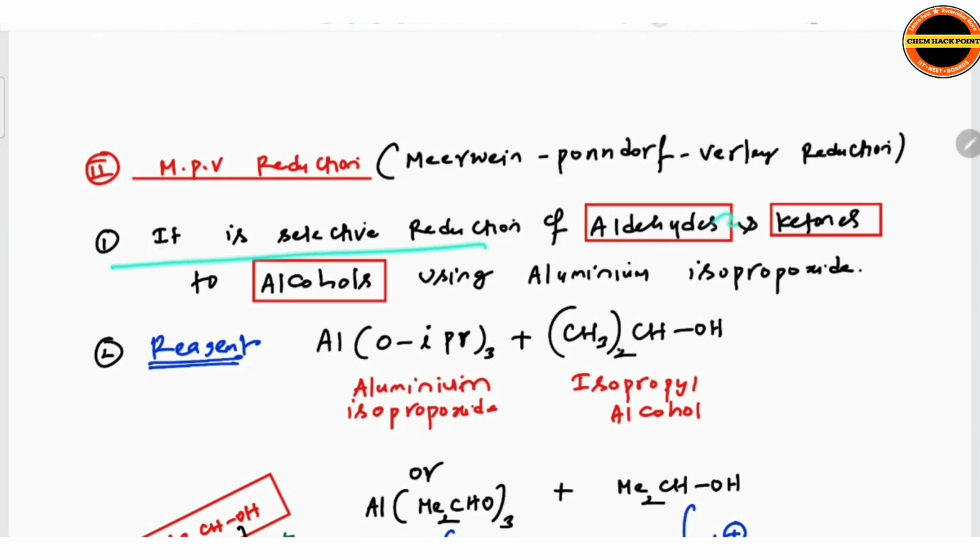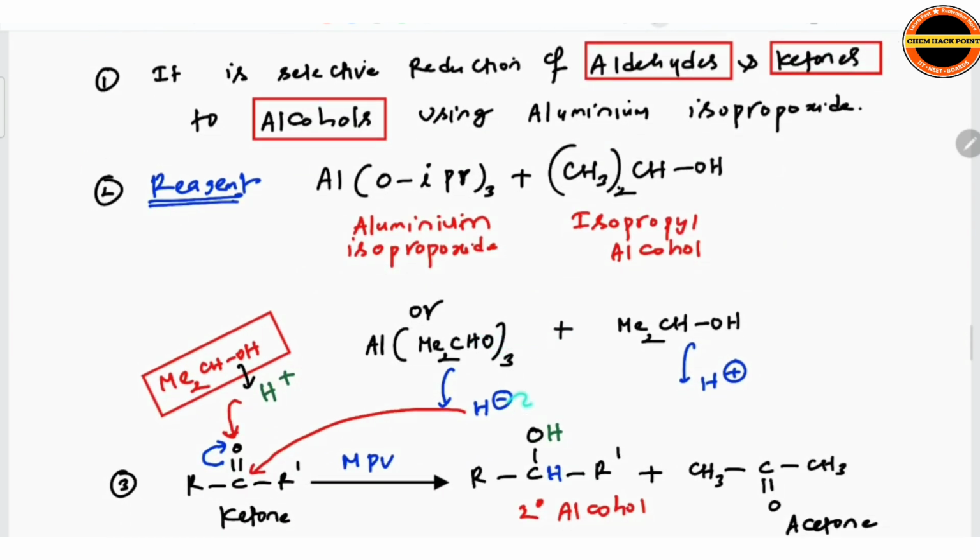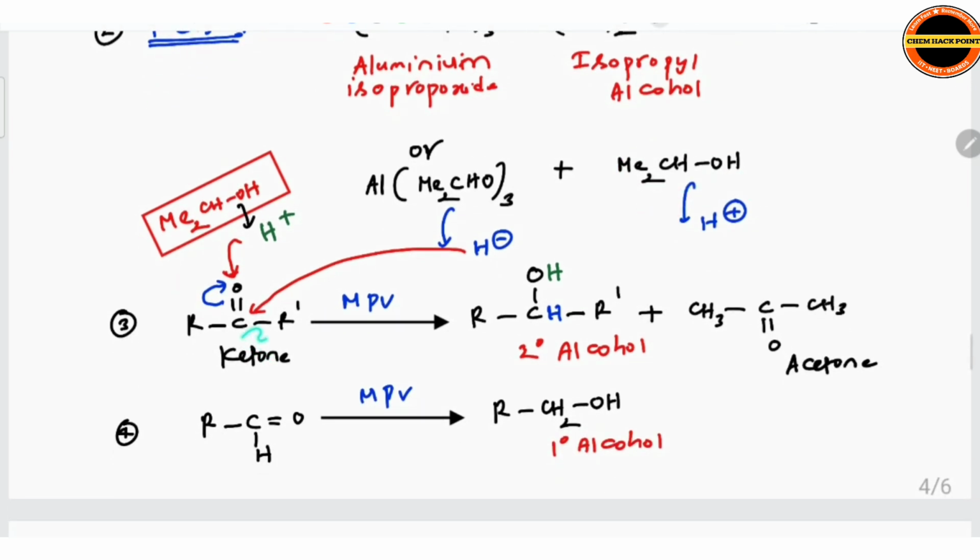It is selective reduction of aldehydes and ketones to alcohols, using aluminium isopropoxide plus isopropyl alcohol. So these two together we use as reagent. Here aluminium isopropoxide gives hydride, H minus, and isopropyl alcohol gives H plus. So what happens is, H minus attacks at carbon, and H plus from isopropyl alcohol attacks at oxygen.